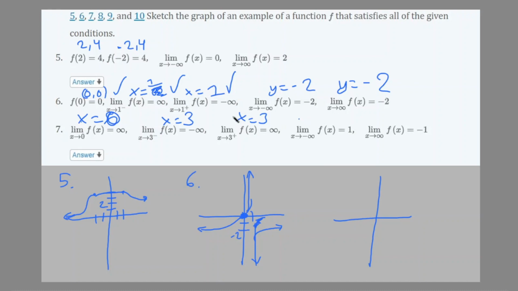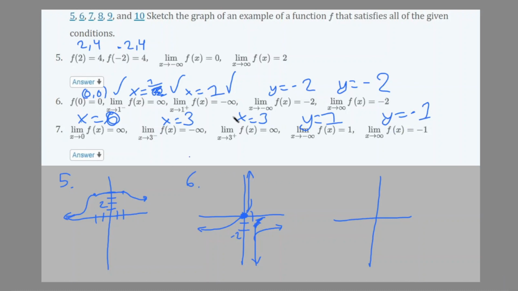And this one is a horizontal asymptote. So this is as the limit x goes to negative infinity, f of x equals 1. So it's a horizontal asymptote at 1. And then this is to infinity. This is a horizontal asymptote at -1.